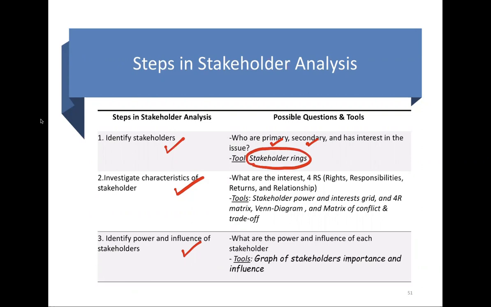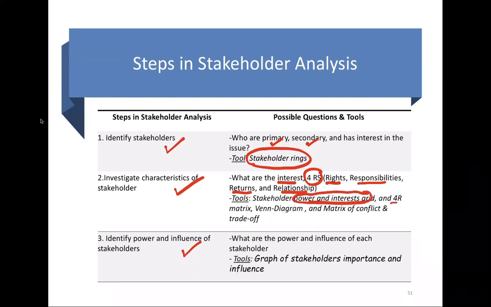For investigating characteristics of stakeholders, there are different techniques. We call it different matrix representations to assess the characteristics of the stakeholders and to identify the interest of the stakeholders. There is the 4R matrix, which includes the rights of the stakeholders, responsibility of stakeholders, returns of stakeholders, and relationship. A tool that we could use to identify the characteristics of the stakeholders is the power and interest grid. So we will talk about this in today's class.